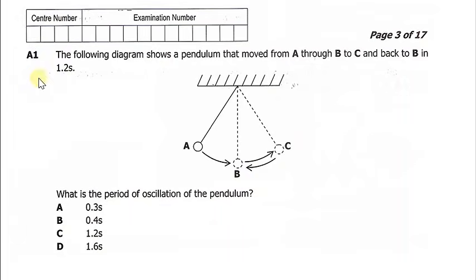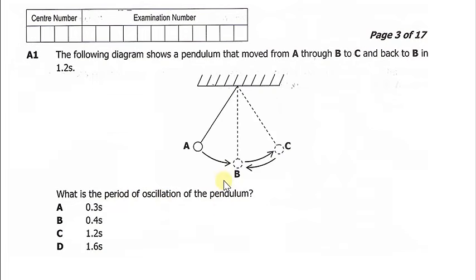All right, so this is Section A. Section A consists of 20 multiple choice questions in which you have just to choose the best answer by making a cross or a selection. So this is A1, and the question reads: the following diagram shows a pendulum that moved from A through B to C and back to B in 1.2 seconds. So this is a pendulum, and it has to swing from A through B to C and then back to B. Then the question says, what is the period of oscillation of the pendulum? So they want the period of oscillation of the pendulum.